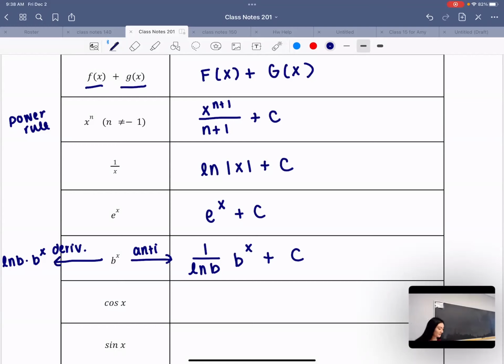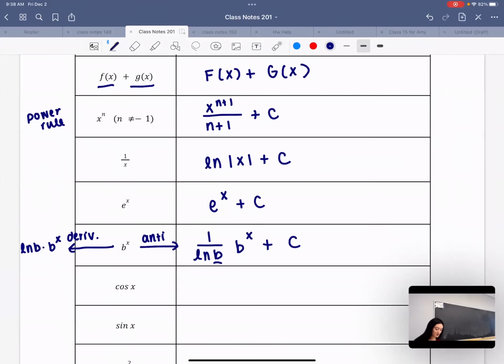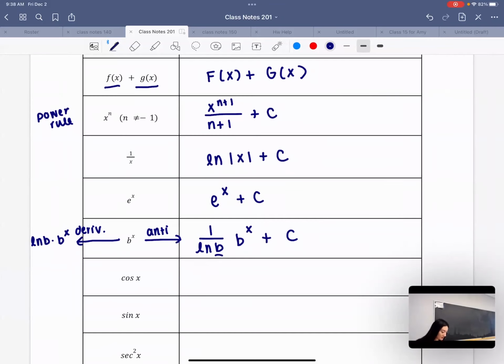Okay. Do you care about domains at all? This time it doesn't matter because b isn't like x or anything. It's just a constant. That's a good question though. All right. Let's keep going.